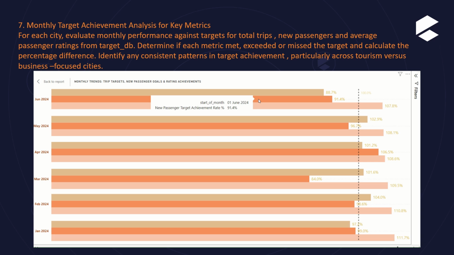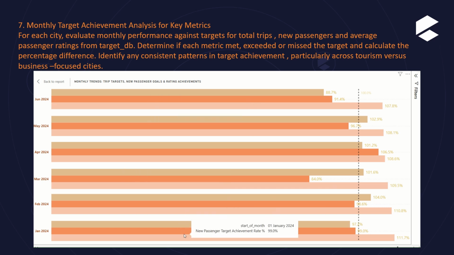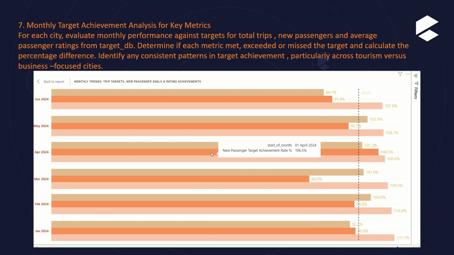Evaluating monthly performance against targets for total trips, new passengers, and average passenger ratings. Let us see month by month. In the month of January, for average passenger rating, achievement wise is 111.7%. It is the highest, while the least being 107.8% in the month of June for the average passenger rating achievement wise.